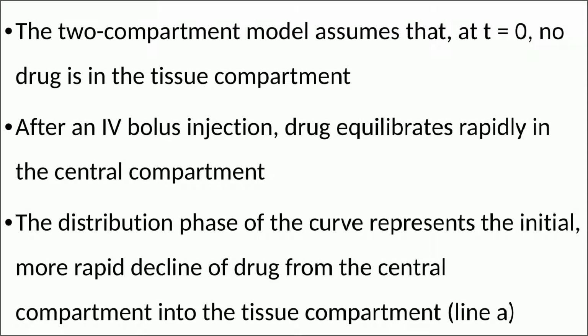Now the two compartment model assumes that at T equal to 0, no drug is in the tissue compartment. So when you are giving an IV injection, there is no amount of drug present in the tissue because the distribution of drug has not started. After an IV bolus injection, drug equilibrates rapidly in the central compartment. The distribution phase of the curve represents the initial more rapid decline of drug from the central compartment into the tissue compartment.